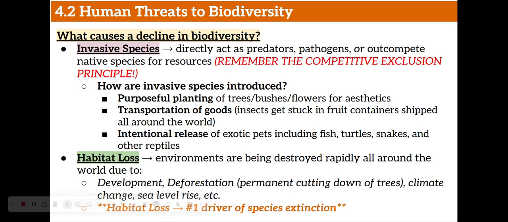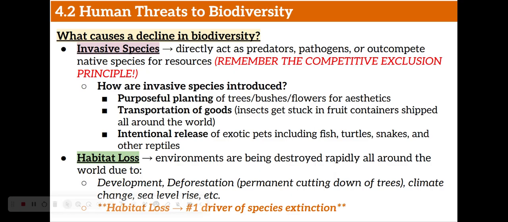So as we just talked about, invasive species directly act as predators, pathogens, or outcompete native species for resources. Remember the competitive exclusion principle. This is where two species or two individuals cannot occupy the same niche. One is going to be better than the other at obtaining and using ecological resources. The one that is better is going to survive, while the one that isn't as good is going to potentially decrease in population and go extinct.